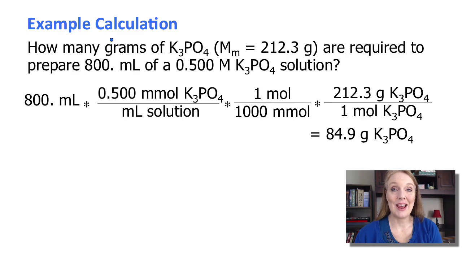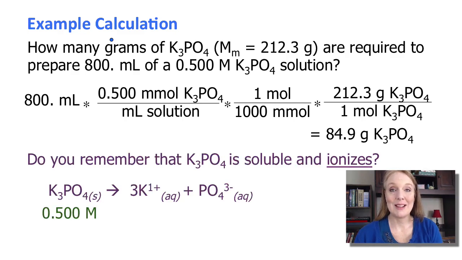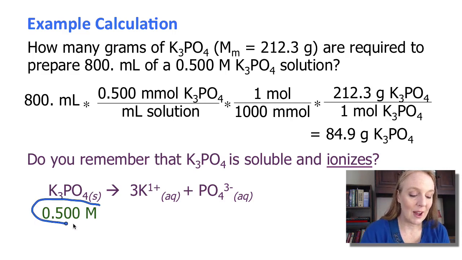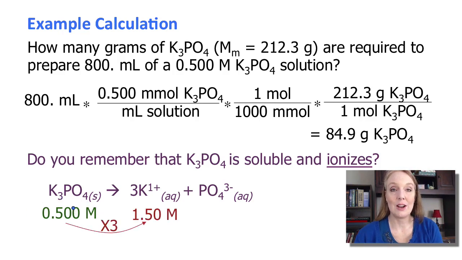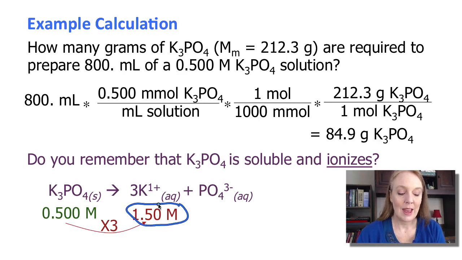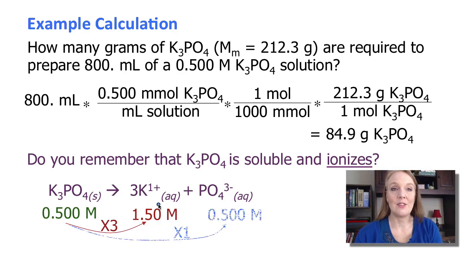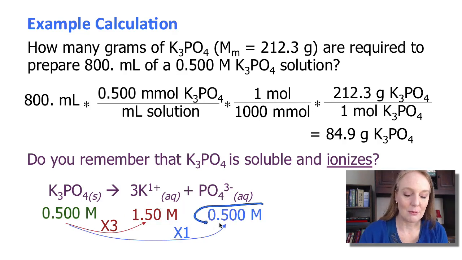Thank you for submitting your answer. Of course, when potassium phosphate dissolves, it produces 3 moles of potassium and 1 mole of phosphate for every mole of potassium phosphate solid that dissolves. So if I started with 0.500 molar potassium phosphate solution, I could calculate that the solution concentration of potassium cation is 1.50 molar, and the solution concentration of the phosphate anion is 0.5 molar.